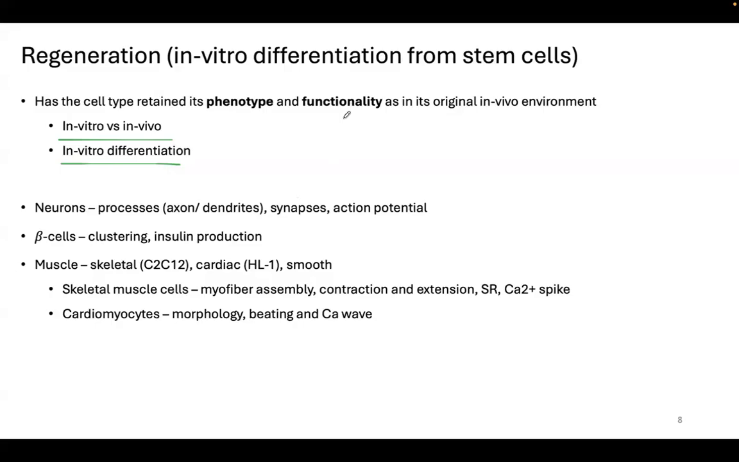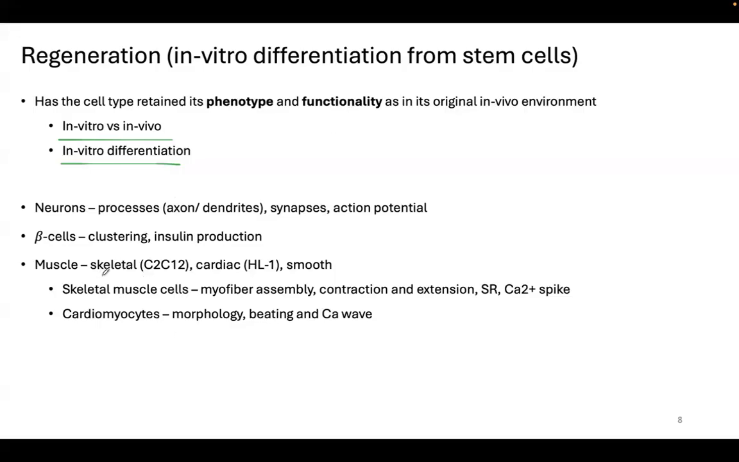So for example, beta cells, which are in the pancreas and produce insulin. They need to cluster together. They don't grow separately, they want to make groups. That's one of their phenotypes. And insulin production is obviously their functionality.